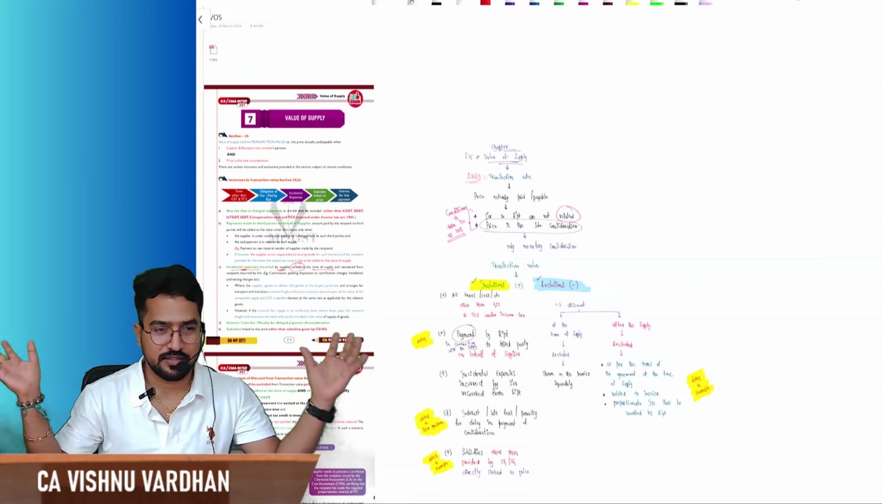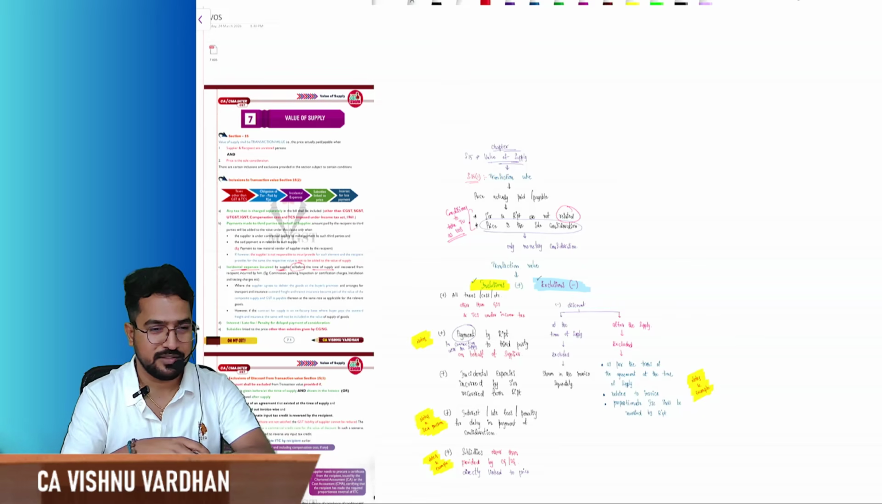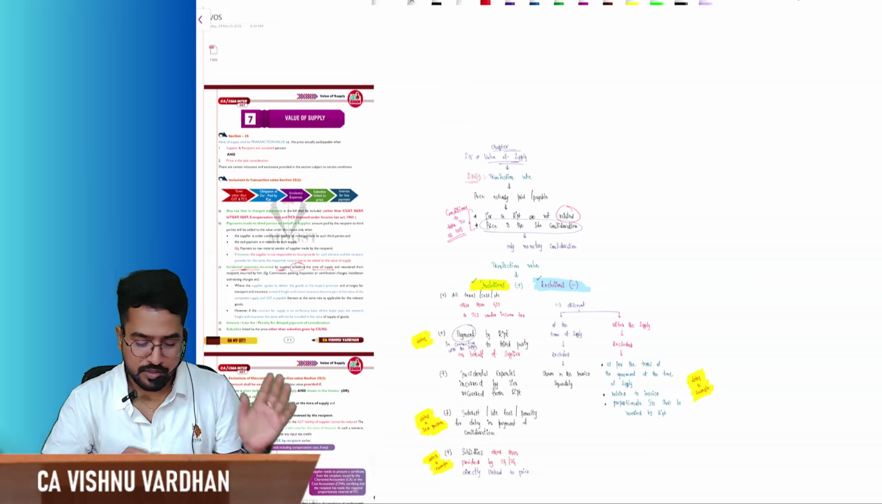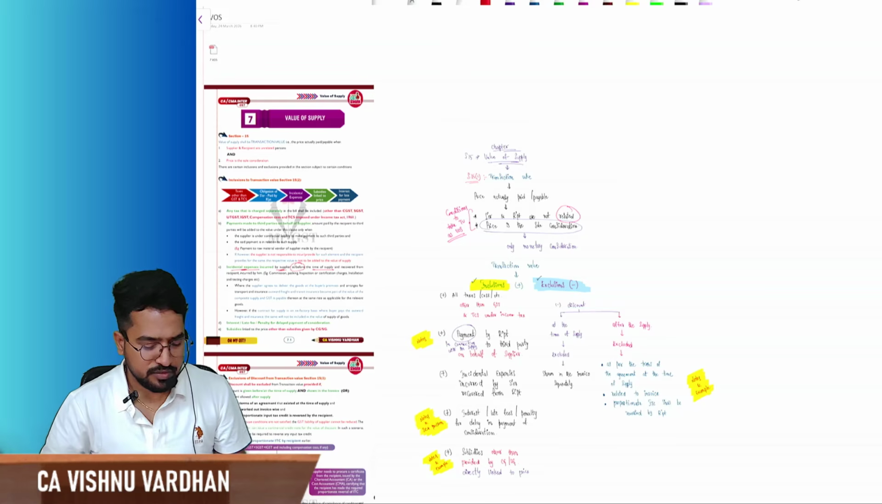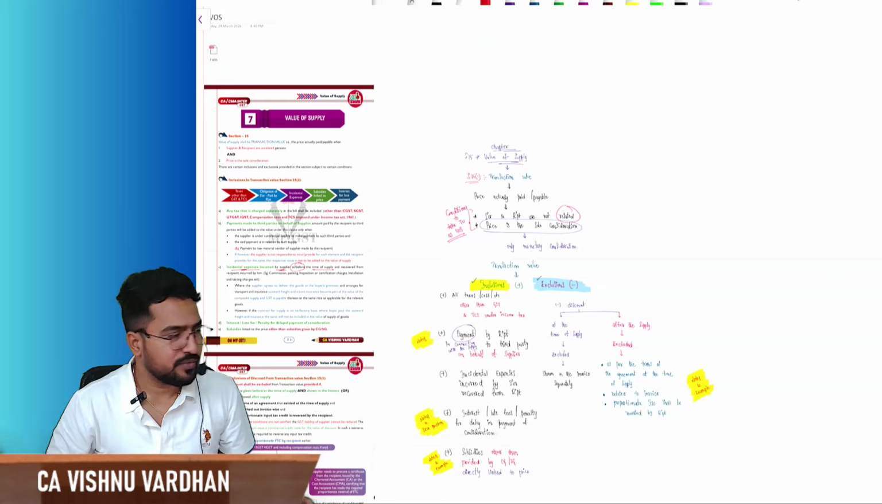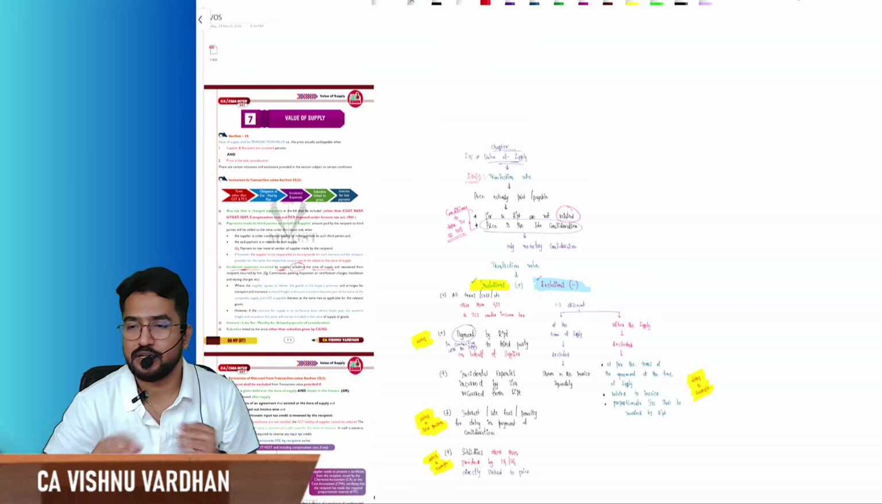The point is, if there are windows open, you will feel that air circulation. Fine. Now coming to the point. Listen. Value of supply. So what is this value of supply? Simple, very easy chapter. The value of supply talks about GST being a rate, correct? The rate should be applied on a value. How do you determine that value is the point.